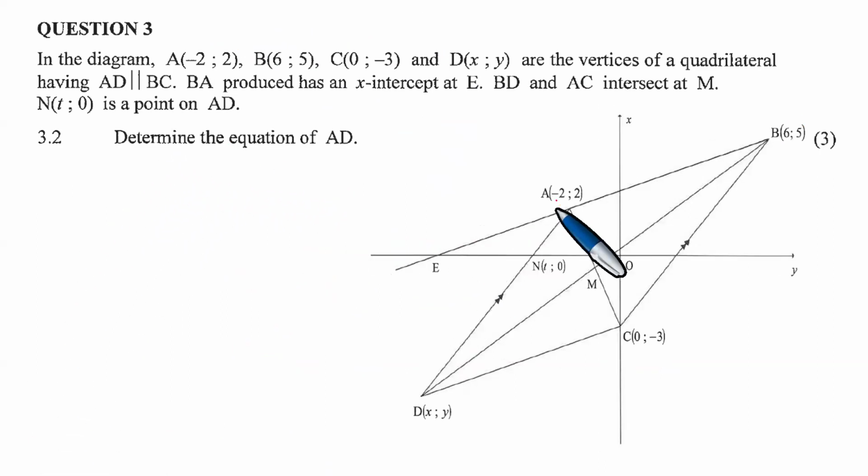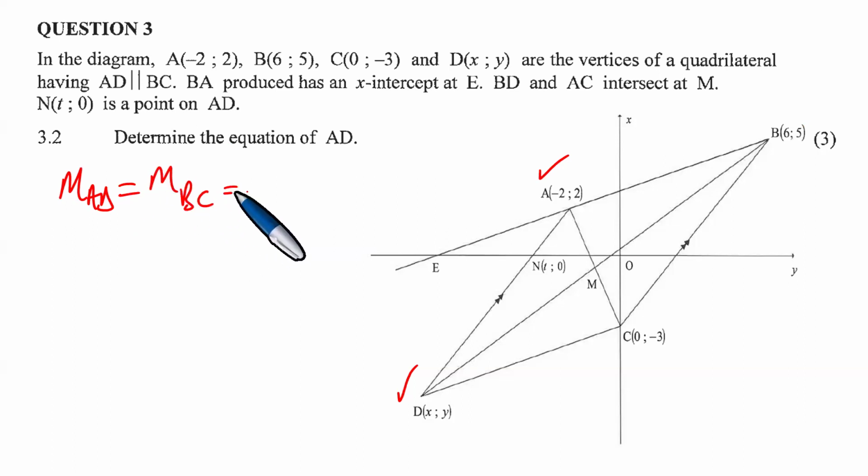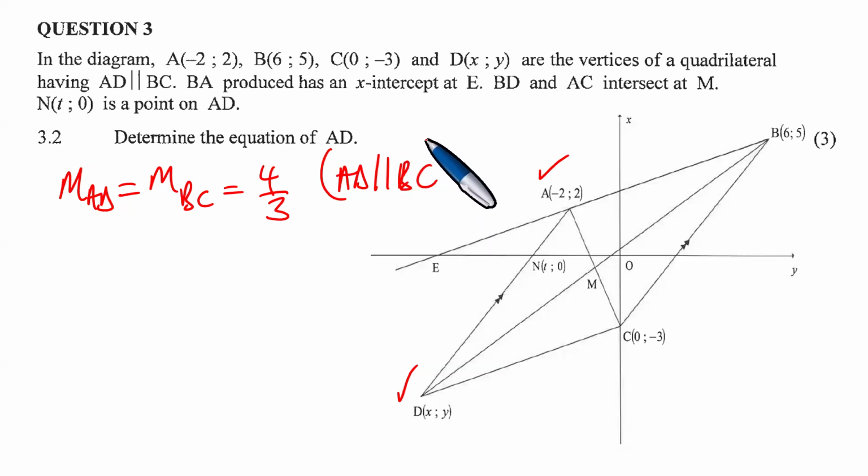Determine the equation of AD. Anyone? What is the first step? How do we find the equation? What is the formula? First and foremost, we know that the gradient of AD is equal to the gradient of BC. And the gradient of BC equals what? 4/3, because AD is parallel to BC. Why? It has been given.